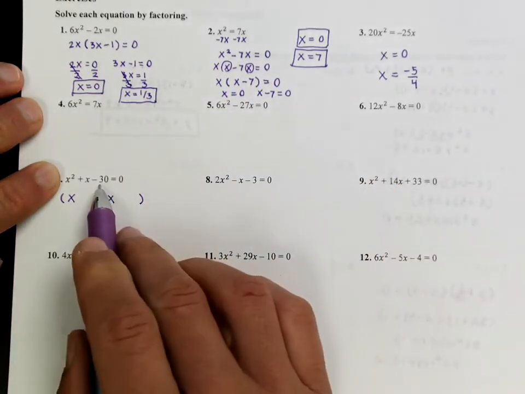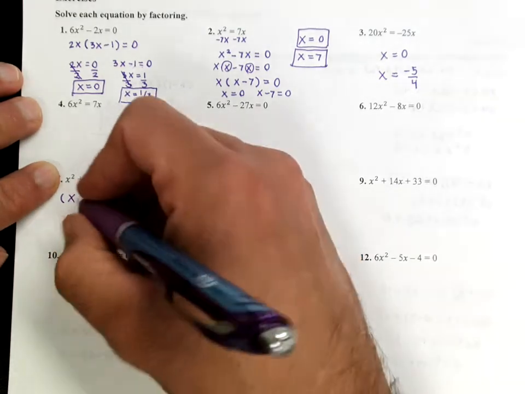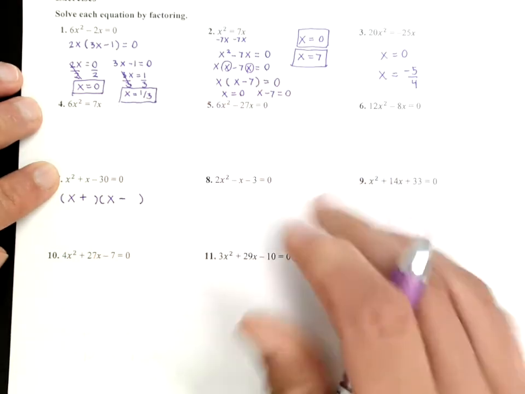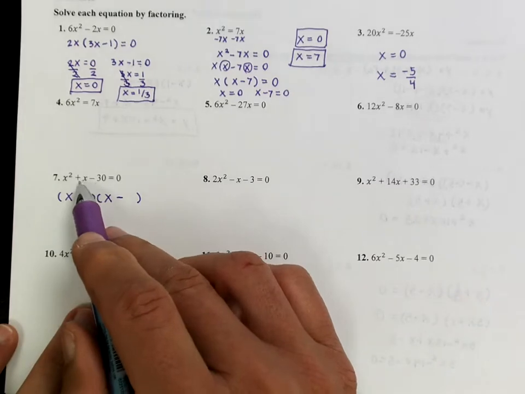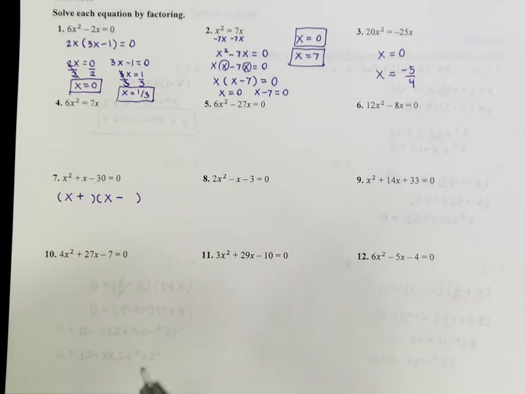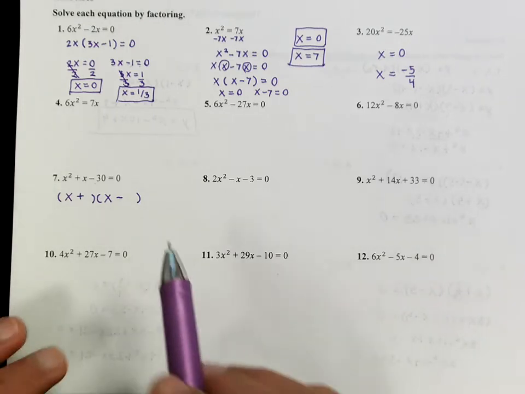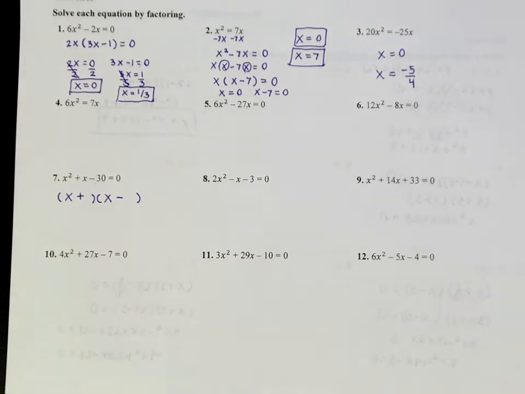Now remember, you have a negative 30. Negative 30 means you multiply a positive and a negative number. And remember that the biggest factor is going to be positive because the middle term is positive. So again, you multiply two numbers to make negative 30. So one's positive, one negative. But they have to add up to be a positive 1. So my biggest factor, whenever I do find it, is going to be positive. So factors of 30 that add up to positive 1.